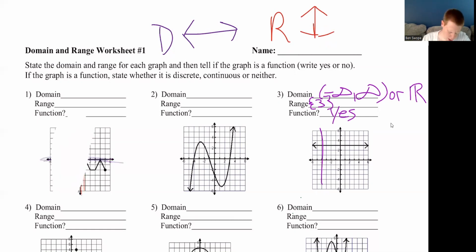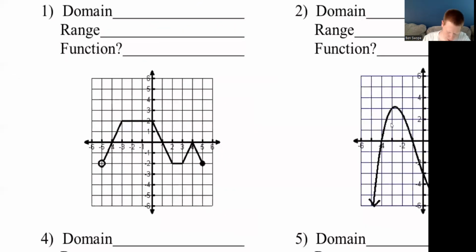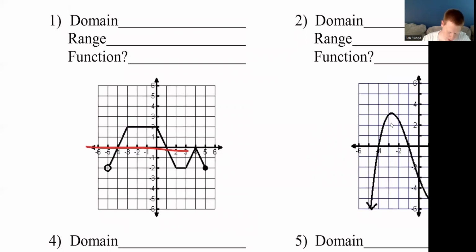So let's look at this first one. We'll start with the domain. We're looking at the x-axis. The furthest it goes to the left is here. The furthest it goes to the right is here. So if you look, that's between -5 and 5.